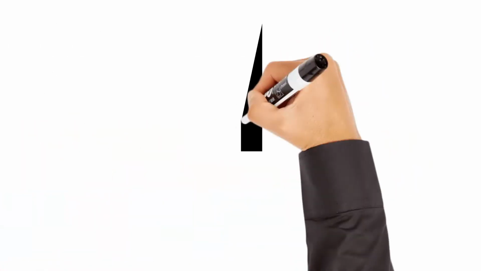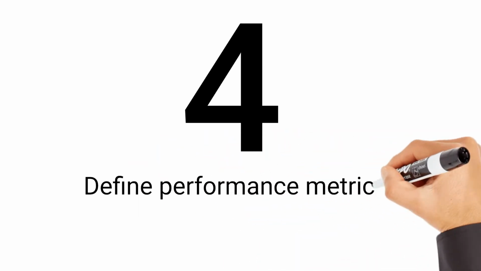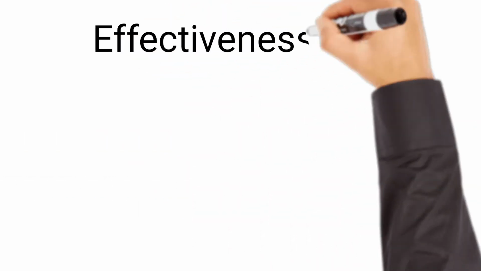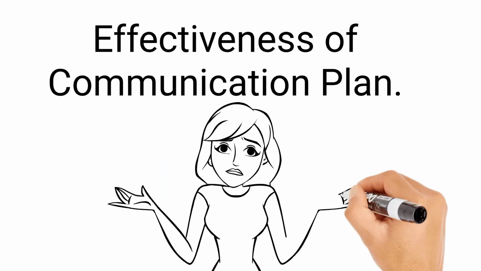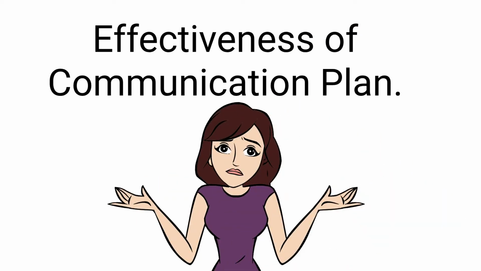The fourth step is to define performance metrics for communication plan effectiveness. Set measurable metrics for your communication efforts. These metrics will help you forecast the productivity and the impact of your communication plan. These metrics provide key inputs to evaluate results and provide insight to optimize the existing communication plan.